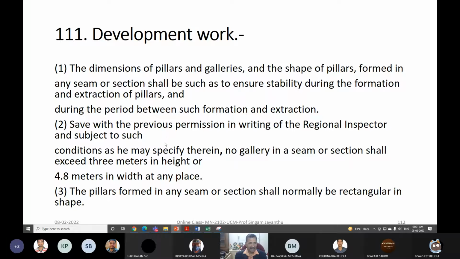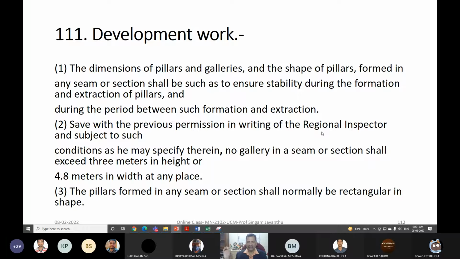That's why up to 3 meters it was kept. But you may note down somewhere, underlined in red color, italic, bold, whatever: if you have some specific situation or conditions where you want to go more than 3 meters, that is 3.5 or 4 meters, even the height of the galleries in some places, in that case we will be taking a special permission. That is the reason why it is written: previous permission in writing of the regional inspector.